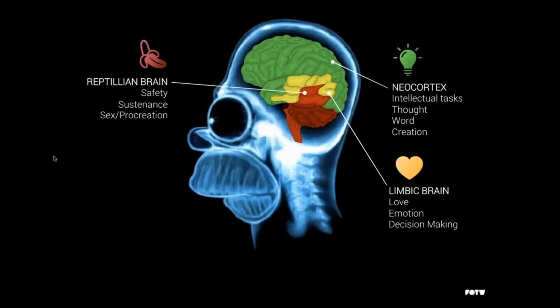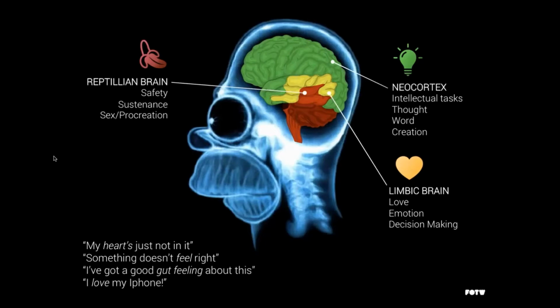But the very interesting part is the yellow area, which is called the limbic brain. And this is responsible for love, emotion. It processes our feelings. And the most important part about this is that it actually controls our decision making. We know this without even realizing, just in the language we use. We will say things like, my heart's just not in it. Something doesn't feel right. I've got a good feeling about this. I love Google products. This language is coming from the limbic. It's your feeling towards the product. Many people refer to head versus heart, but it's really neocortex versus limbic. But I guess that's not quite as catchy.